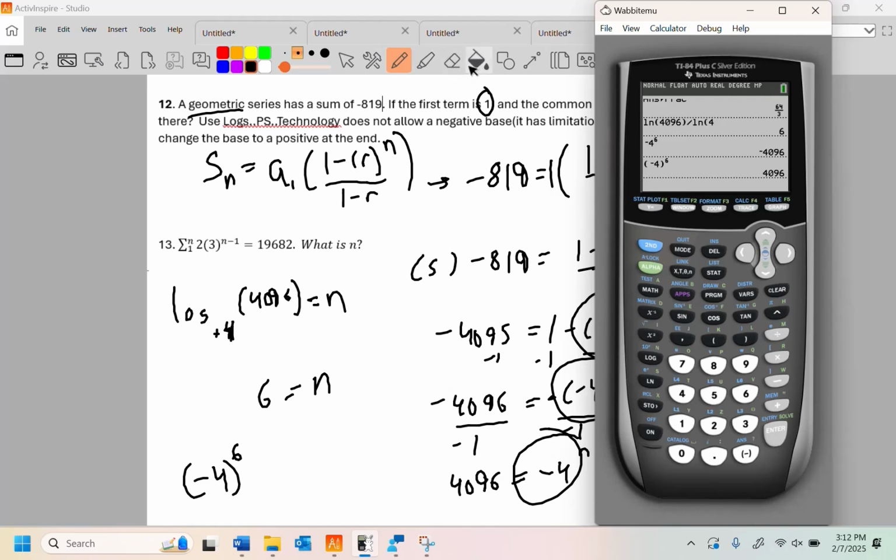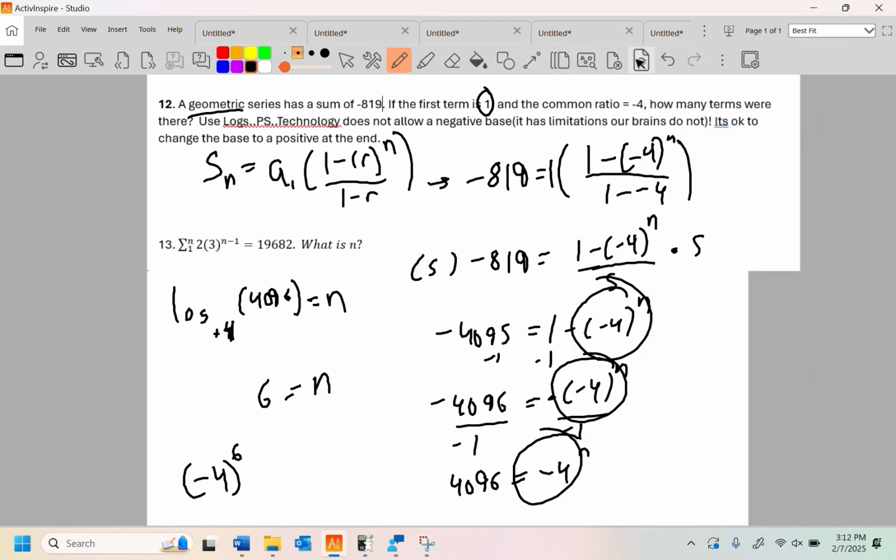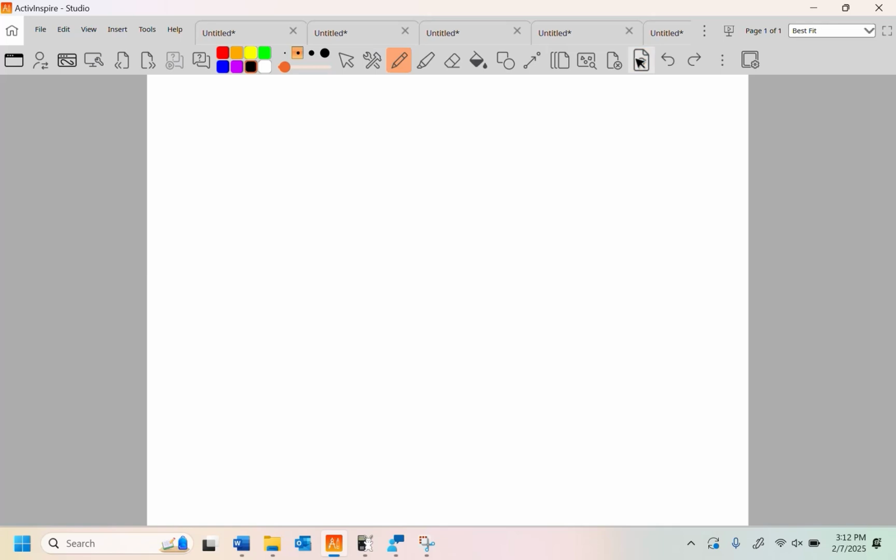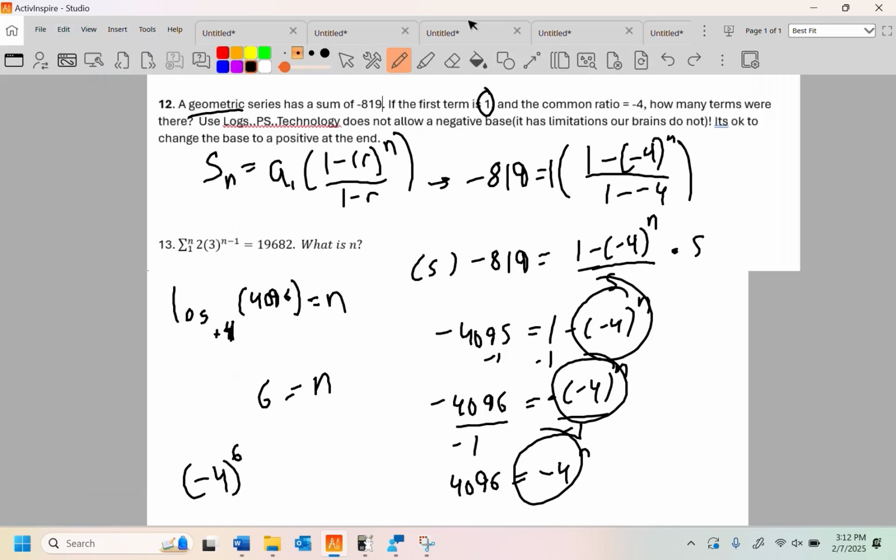All right, 13 is another one of these summation problems. I don't remember if it comes up weird or not. I don't know, we'll see. Oh, let me undo that. I didn't mean to clear the entire page.